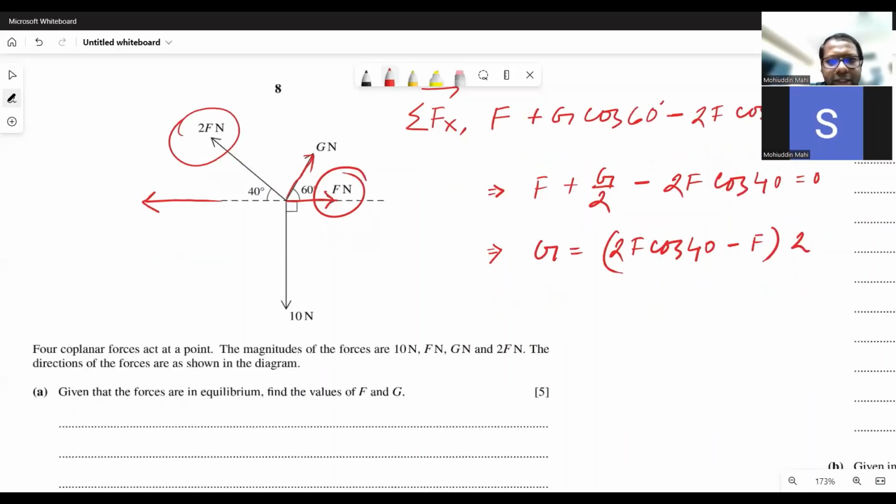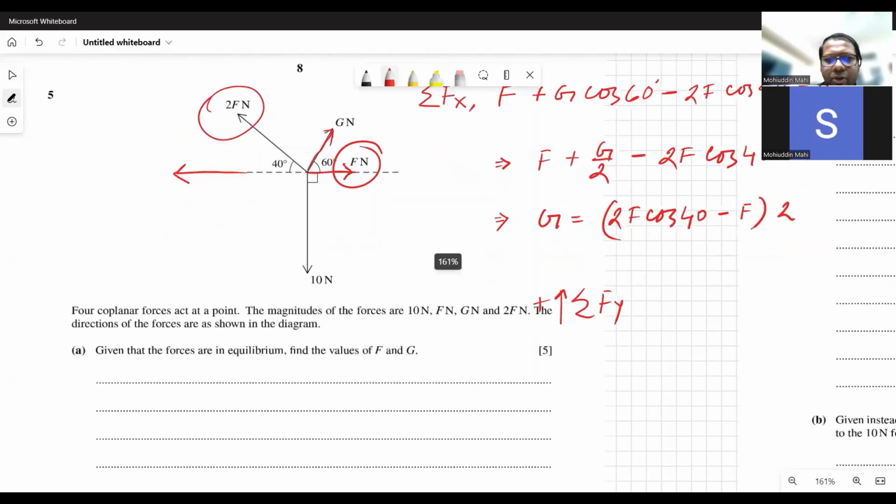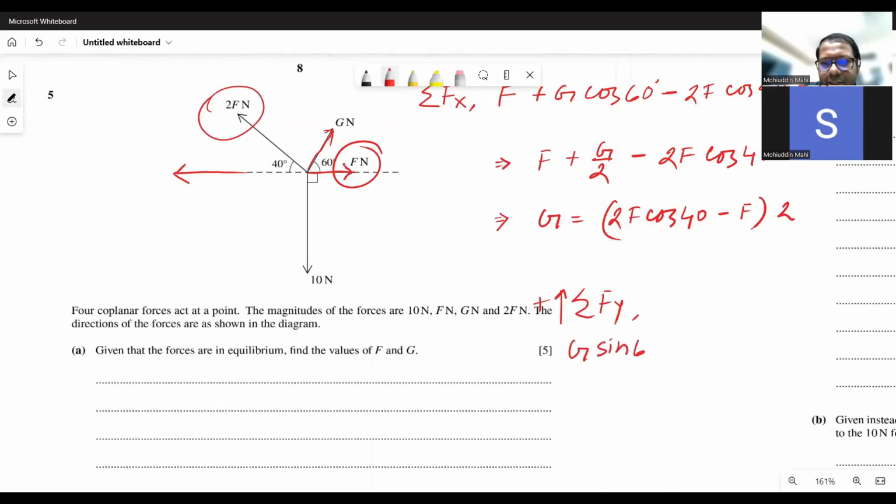Now, if we take the component in the vertical direction, we're considering the upward direction as positive. So we will get T sine 60 plus twice F sine 40 minus 10 equals 0.